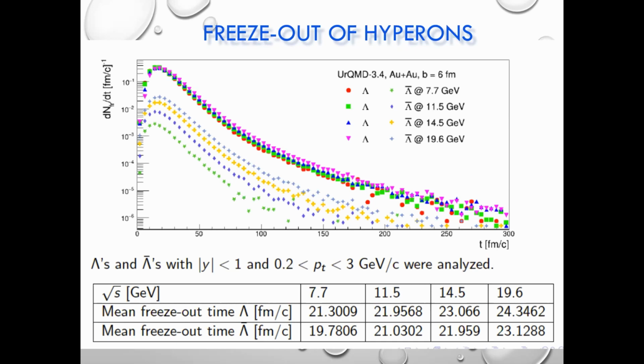And if we calculate the mean freeze-out time, you see a little bit of difference. The mean freeze-out times of lambdas and anti-lambdas differ within 1 fm/c. Of course, it looks negligibly small, although it is not, because the vorticity of the expanding system also drops exponentially, very quickly, with every fm/c. Next slide.